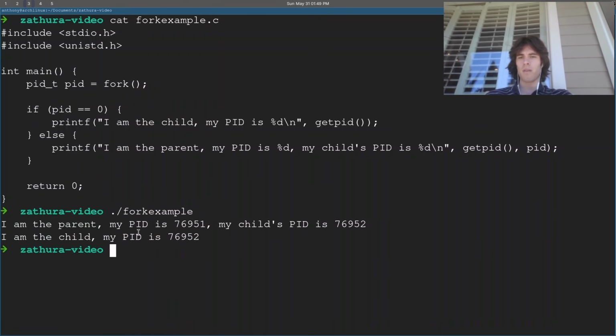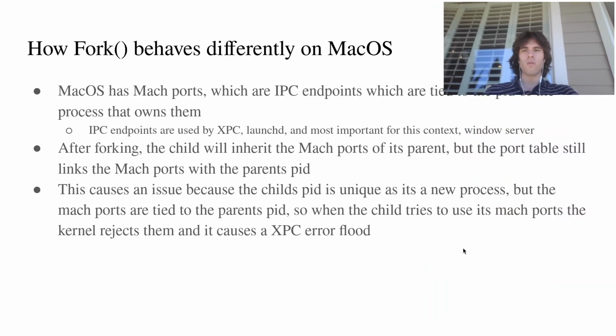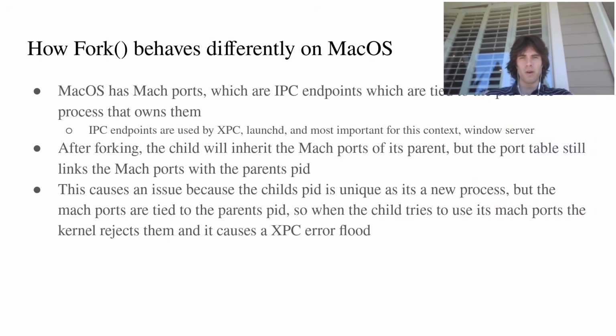As you can see, it does what you would expect it to do. It has one parent process, which hits this branch, and one child process, which hits this branch. So fork behaves a little differently on macOS than it does on Linux, for example. That's because Mac has something called Mach ports, which are IPC endpoints tied to the PID of the process that owns them.